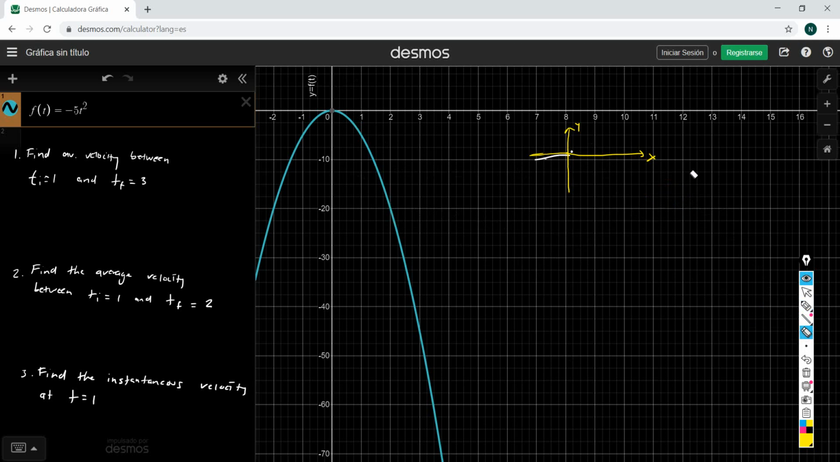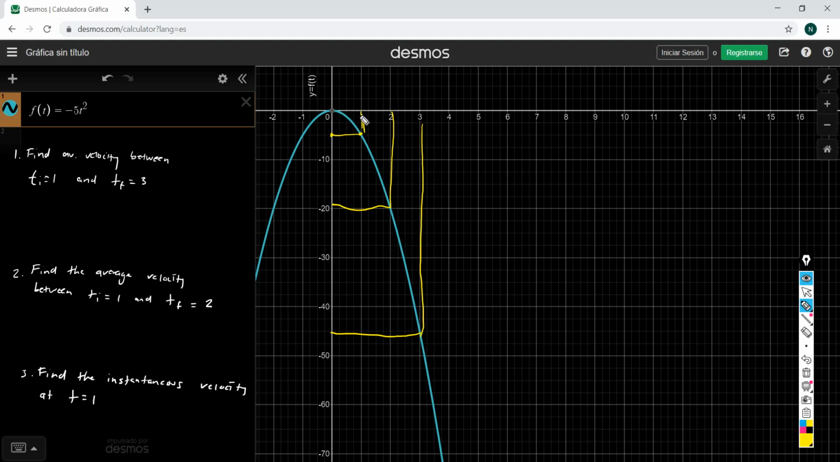If you notice, for example, at time 1, the position on the y-axis is going to be minus 5. For time 1 second, the position is minus 5. For time 2 seconds, the position is minus 20 meters. For time 3 seconds, the position is minus 45 meters, and so on. So as you can see, this object is accelerating. It's traveling faster as time goes by.